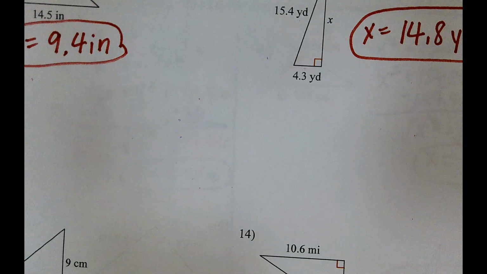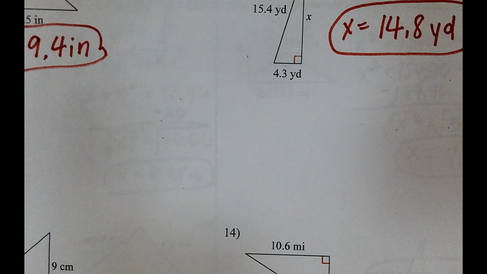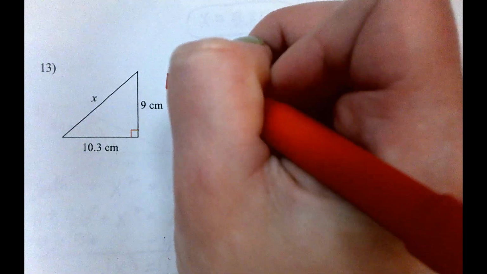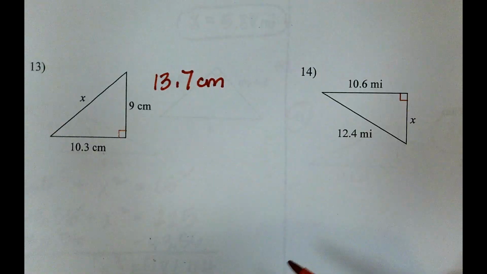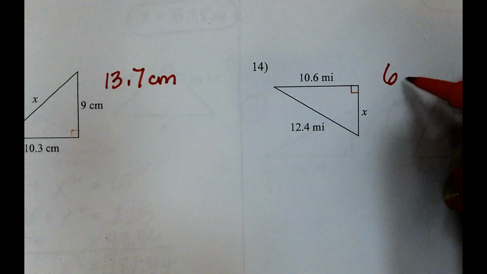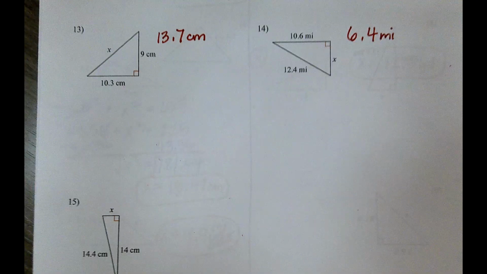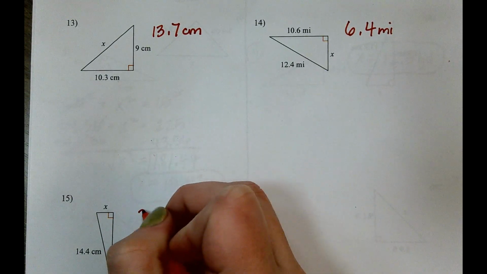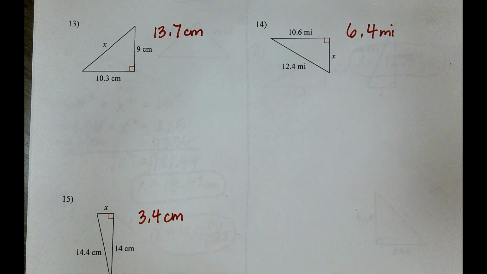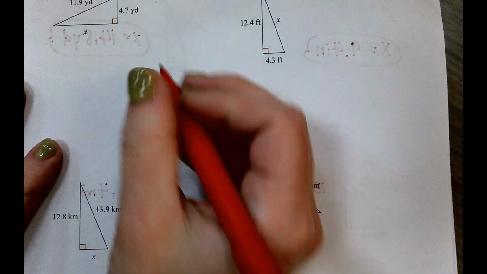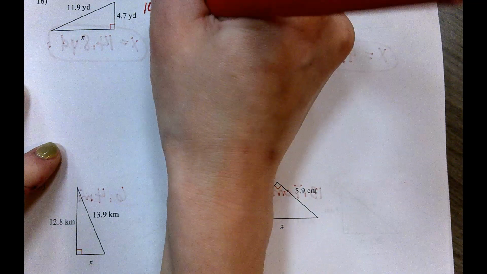I'm going to go through and give you the rest in case you want to have an answer key and practice this later. For number 13, you should get 13.7 centimeters. 14, you'll get 6.4 miles. 15, you'll get 3.4 centimeters. Flip to the back, last 5, number 16, you will get 10.9 yards.